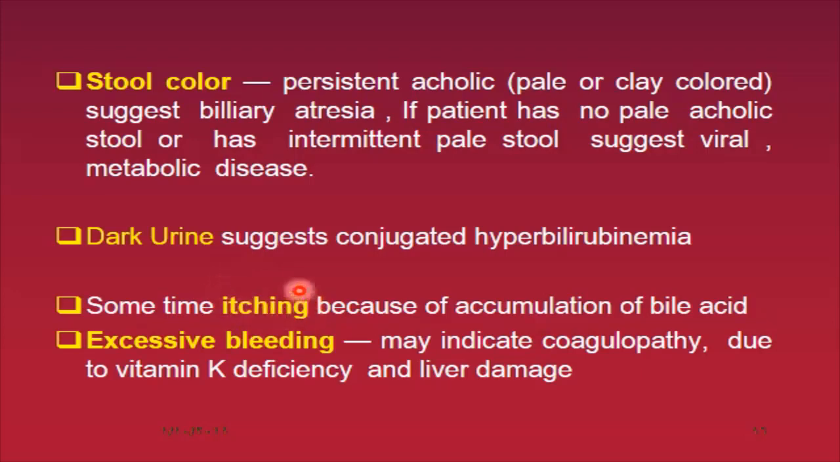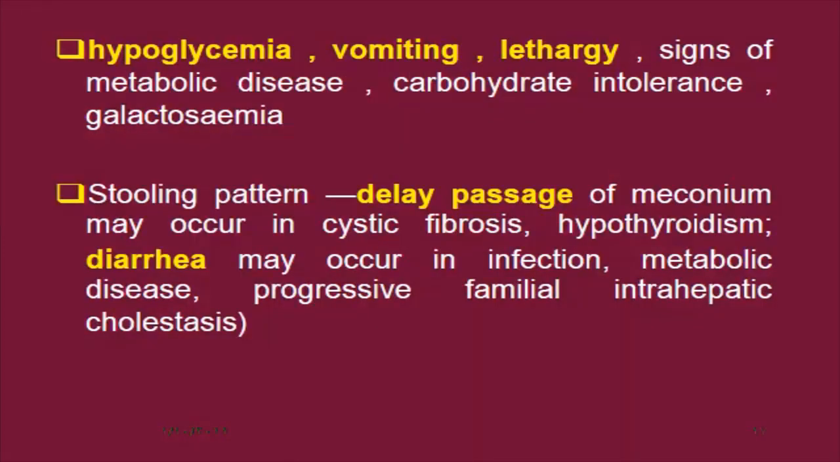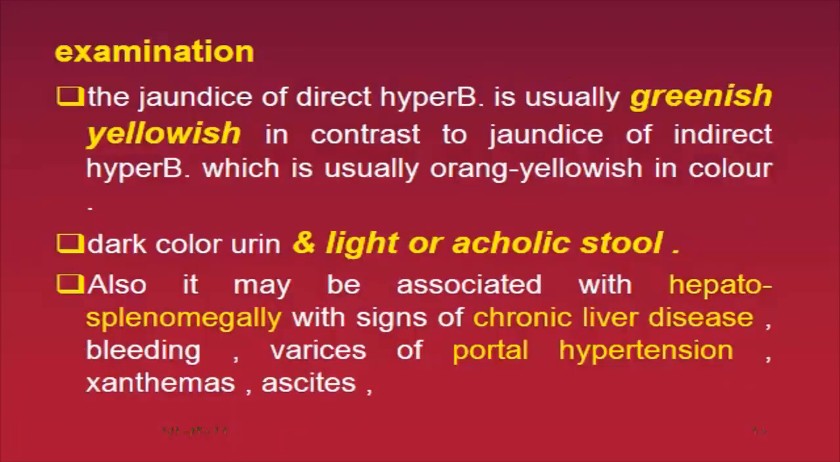Itching, as I mentioned previously, is because of retention of bile acids. Excessive bleeding may indicate coagulopathy, which is due either to vitamin K deficiency or to liver damage. Hypoglycemia may be commonly seen in patients with metabolic disease, especially galactosemia. If there is a history of delayed passage of meconium, it may occur in cases of hypothyroidism and cystic fibrosis. Diarrhea may occur in infection, metabolic disease, and progressive familial intrahepatic cholestasis. These important points should be focused on.